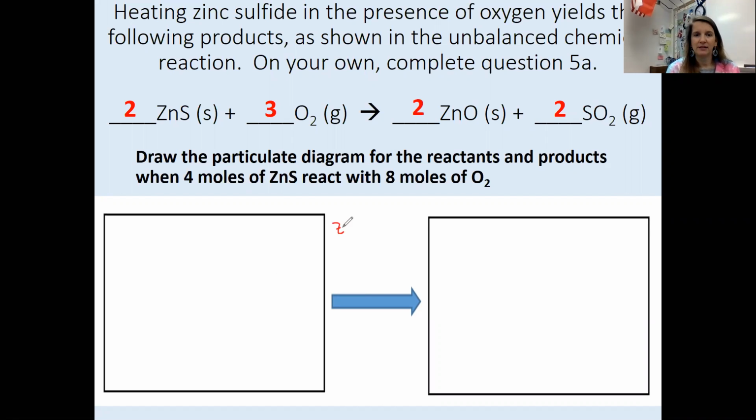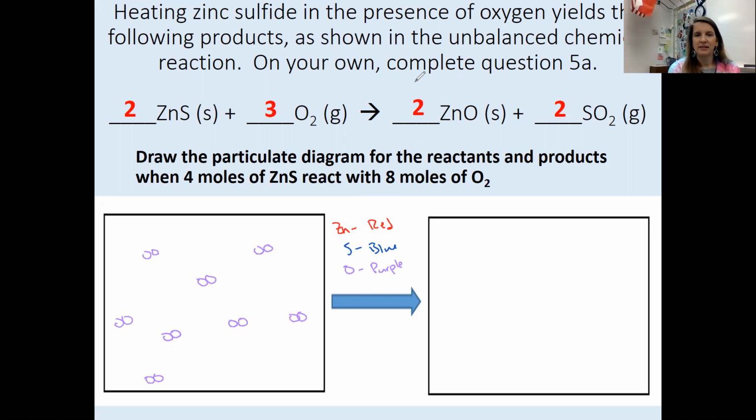So I said that we were going to make the zinc red. We are going to make the sulfur blue. And let's choose this fun purple for the oxygen. So it says that we're reacting 4 moles of zinc sulfide with 8 moles of O2. So I'm going to go ahead and draw my O2 right now since I'm already in purple. So I got to make 8 of these. So that's 3, 4, 5, 6, 7, 8.